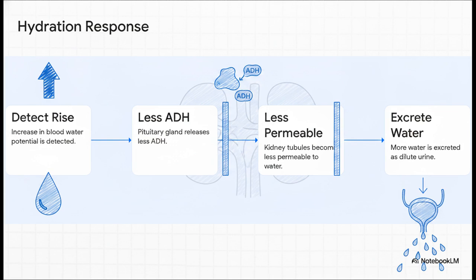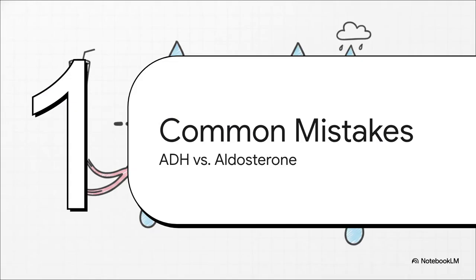Which brings us to Step 4. All that excess water flows straight to your bladder, resulting in a large volume of very dilute urine. Your body successfully excretes the excess water to drop your blood potential right back down to that perfect ideal set point. Which leads us to Section 5, Common Mistakes and Misconceptions.